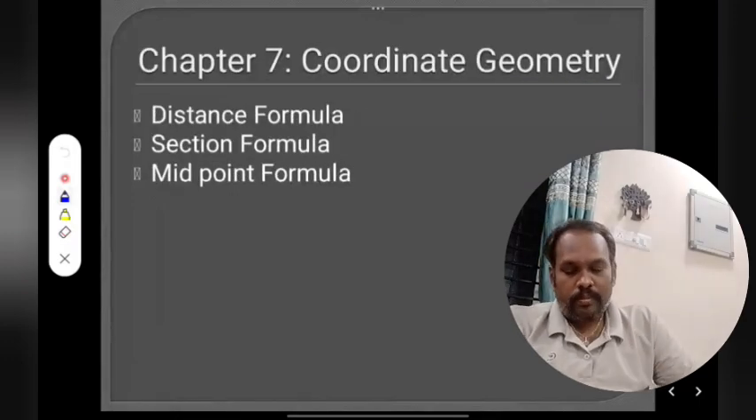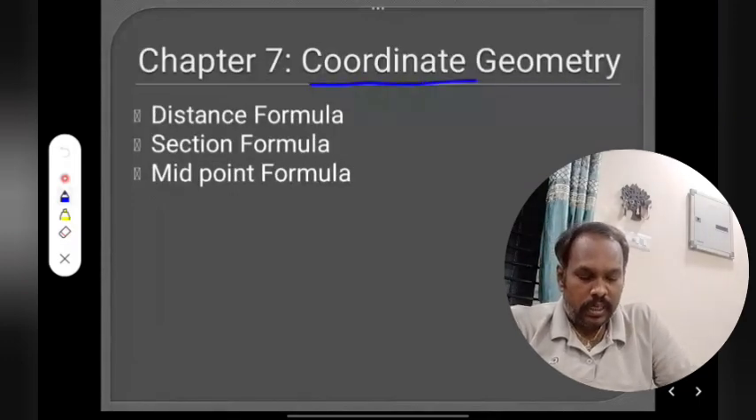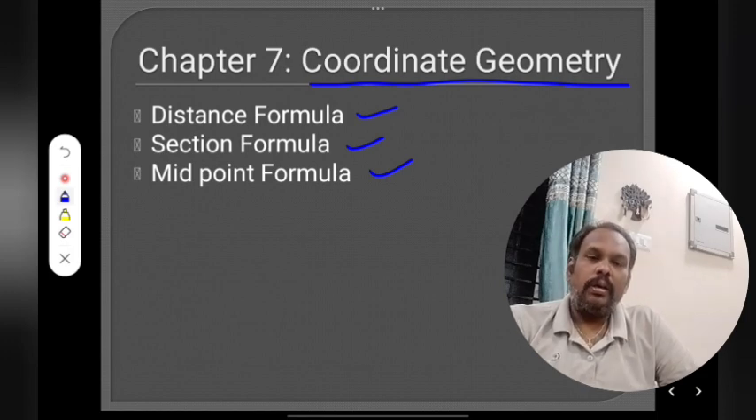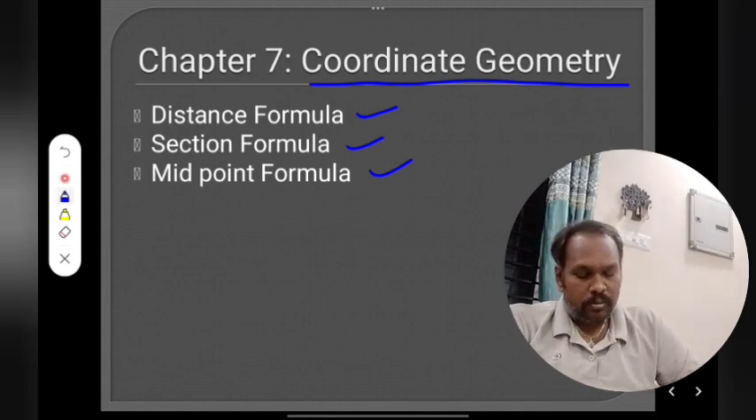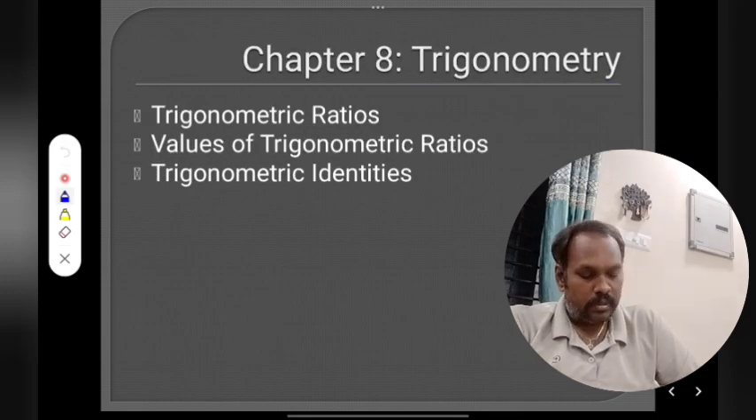And chapter 7, coordinate geometry. In coordinate geometry, based on distance formula, section formula and midpoint formula. Based on these three formulas, you have to learn and solve the problems.